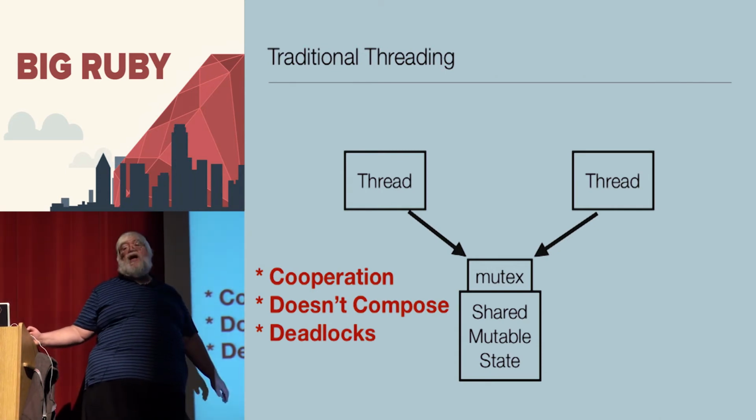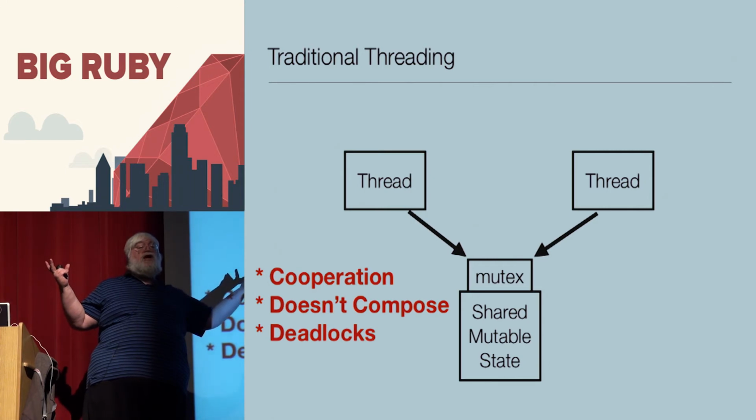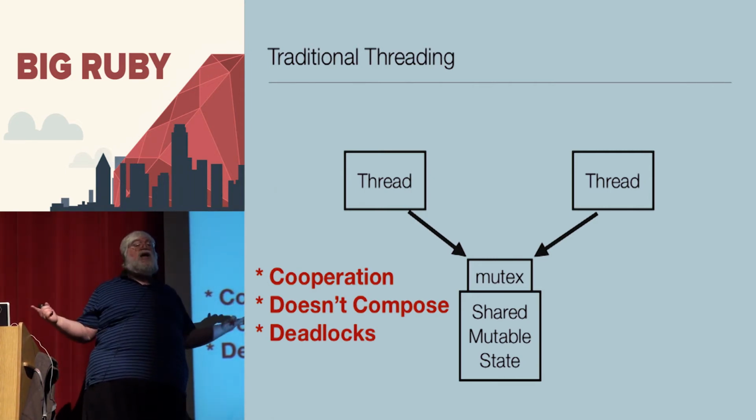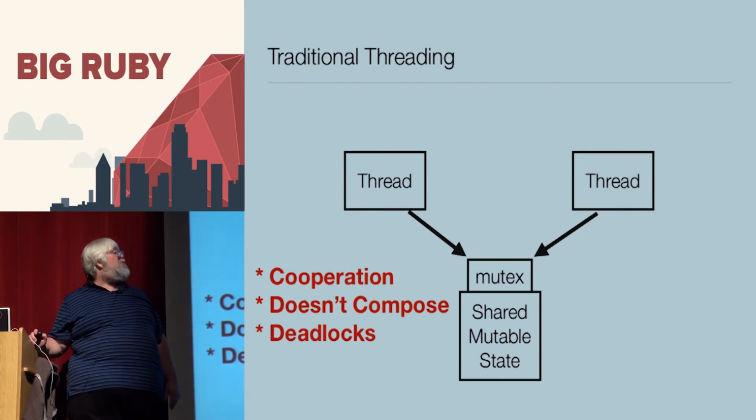And you run the risk of getting deadlocks. This thread could lock a resource, that thread could lock a resource, and then they each try to get the resource that the other guy has. That's a deadlock condition. They can't proceed from that. And that's a real danger in threaded programs.